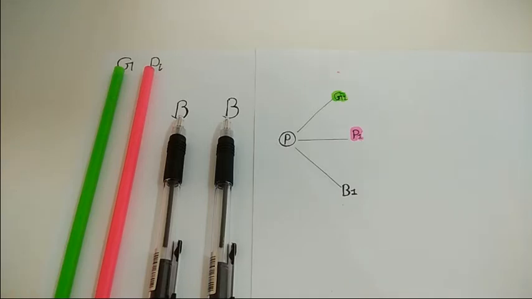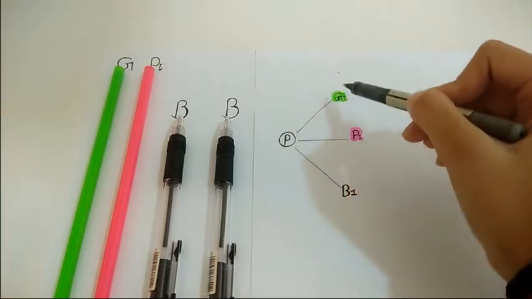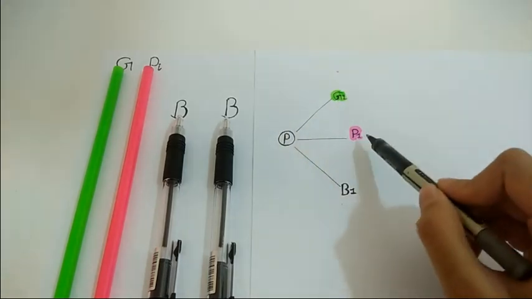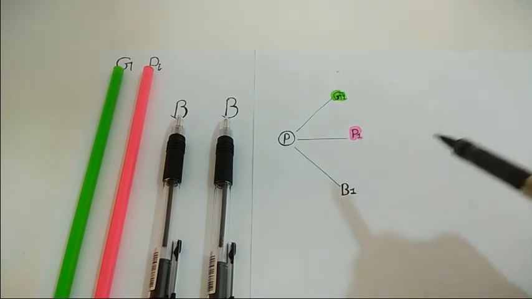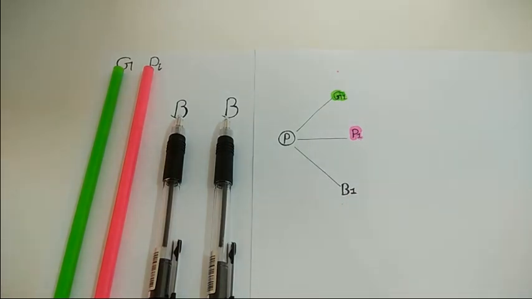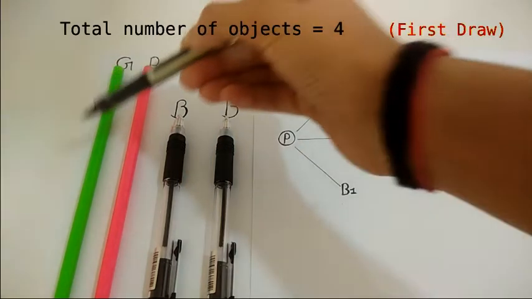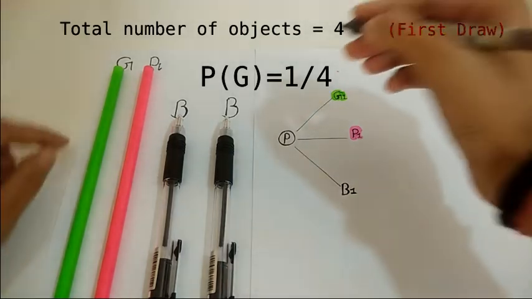This is the tree diagram for the first row. It says probability of getting green in the first row, G1, means green in the first row. P1 means pink in the first row, B1 is black in the first row. So here the total number of objects we have are 4, and so the probability of getting green in the first row will be 1 out of 4. That is 1 by 4. So let's write it.